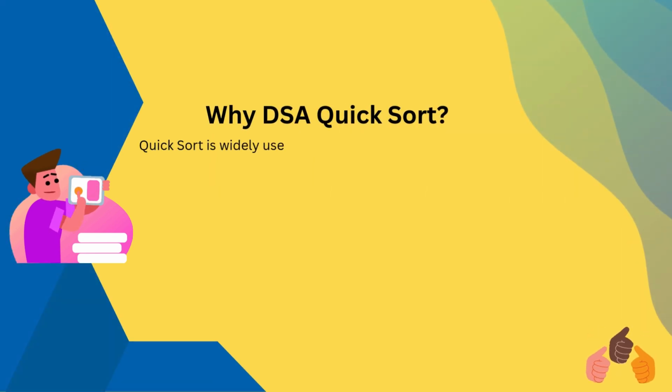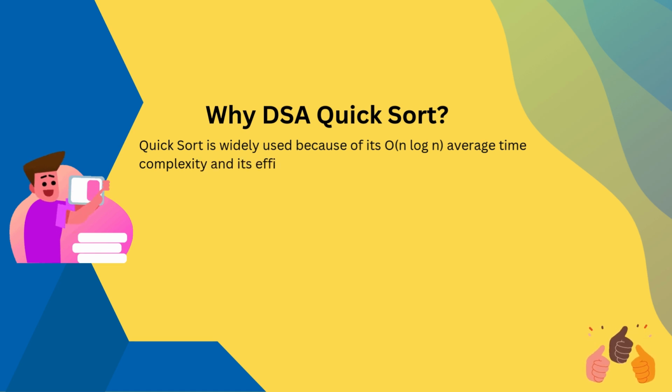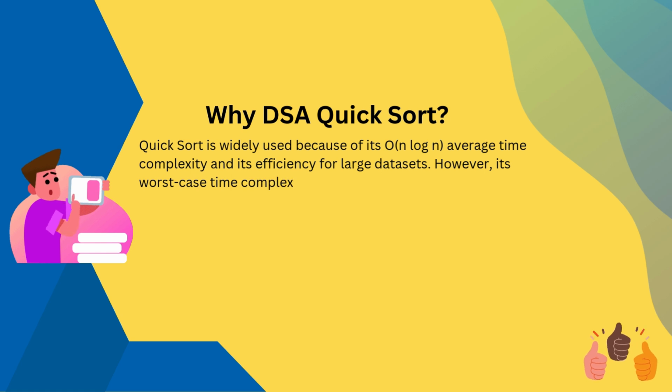Why quicksort? Quicksort is widely used because of its O(n log n) average time complexity and its efficiency for large datasets. However, its worst-case time complexity is O(n²), which occurs when the pivot is poorly chosen.